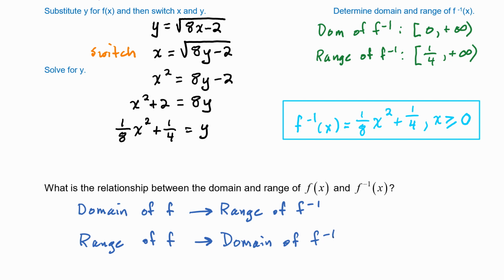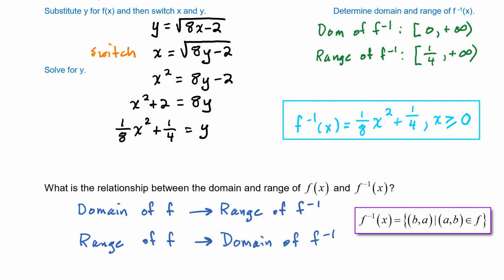And the reason it happens, if you think about it, is because by definition, to get from a function to the inverse function, we switch x and y. And we know that x values are associated with domain. So if we switch x and y, it makes sense that the domain of f becomes the range of f inverse, because we just took all the x values and turned them into y values. And likewise, it makes sense that the range of f becomes the domain of f inverse, because we took all the y values and switched them into x values in the inverse function.